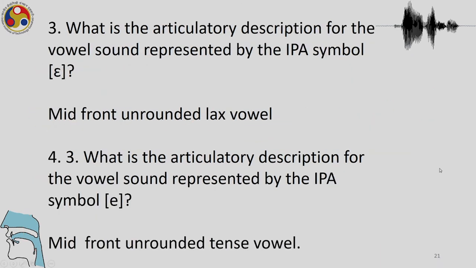So similarly, mid front unrounded lax vowels, and then what is the articulatory description for that IPA symbol? Similarly, when we talk about the mid vowels also, we have to talk about whether it's mid, whether it's front, whether it's rounded or unrounded, whether it's lax or whether it's tense. So the concluding discussion is that vowels are mostly represented with their four labels.